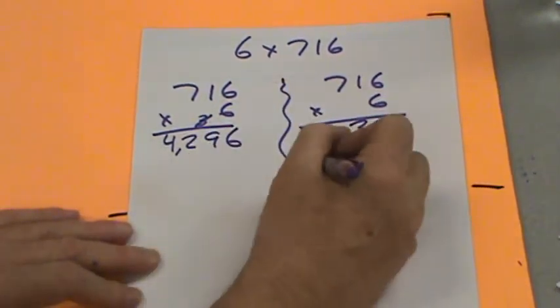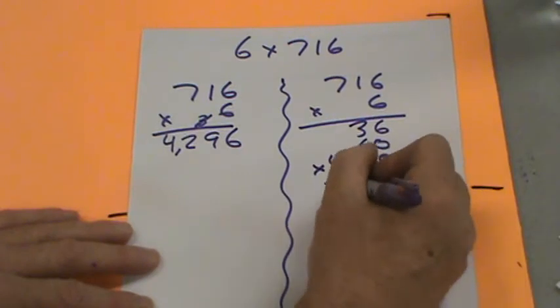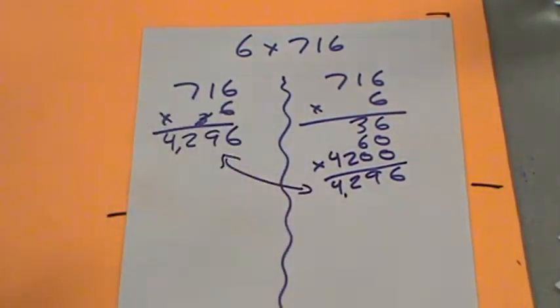6 times 700. Add it up: 6, 9, 2, and 4. It looks like we have 4,296 both ways. Don't worry, folks. There's a lot of math going on here, and we'll get the hang of it.